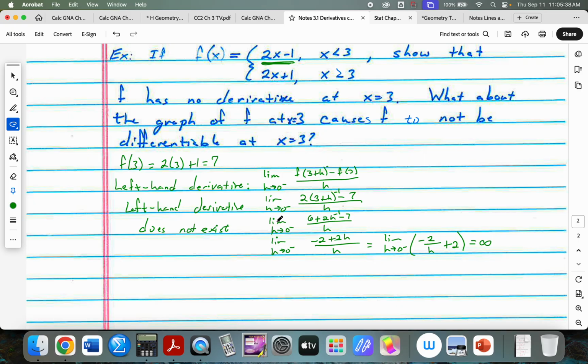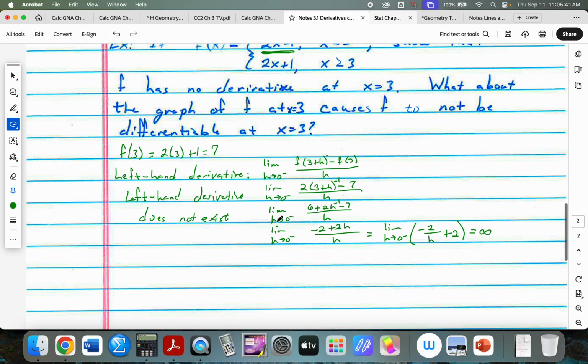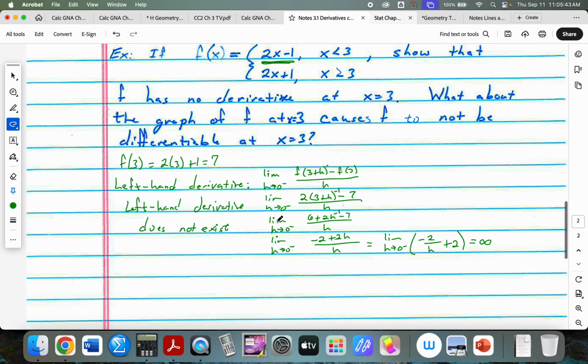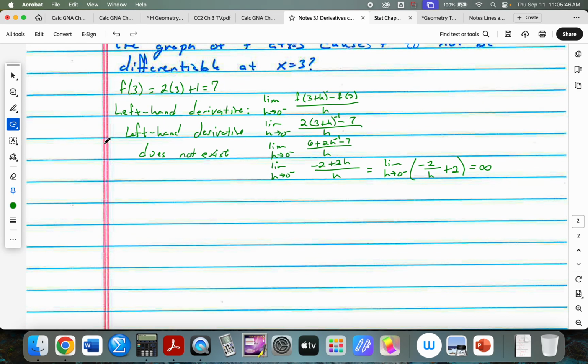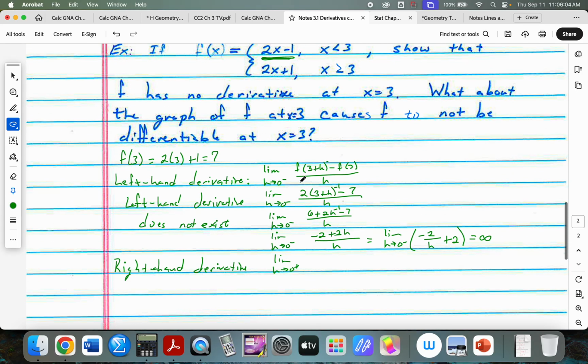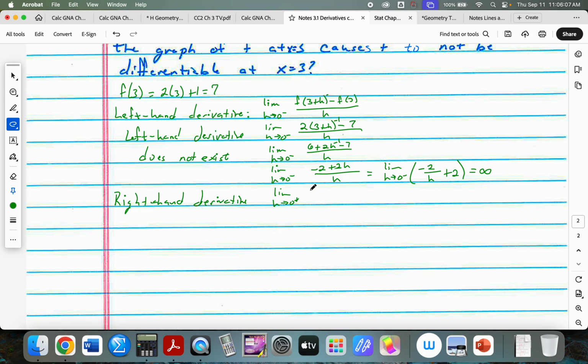And I'll show you why in just a second. But let's go ahead and do the right-hand derivative, because we might have done that one first. The right-hand derivative will be the limit as h goes to 0 from the right of f of 3 plus h minus f at 3, all over h.